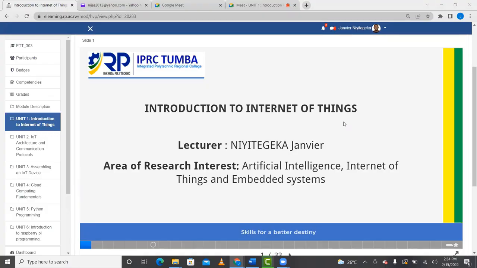My areas of interest include artificial intelligence, Internet of Things, and embedded systems. I have a bachelor's in electronic and telecommunication engineering, and a master's in the Internet of Things, especially in embedded computing systems. And I'm very happy to share with you this course on Internet of Things. We're going to help each other reach our success.